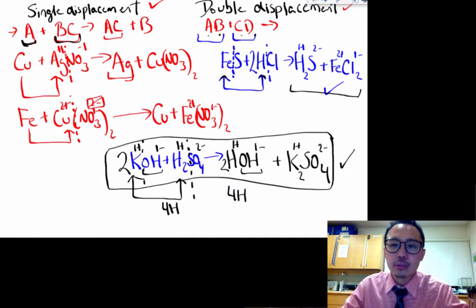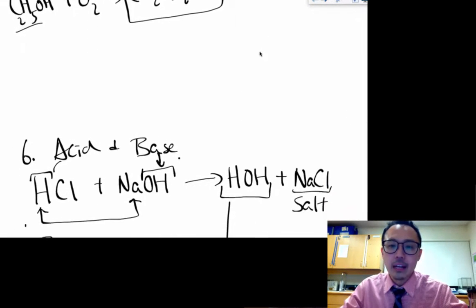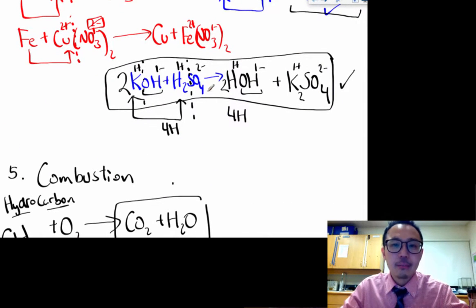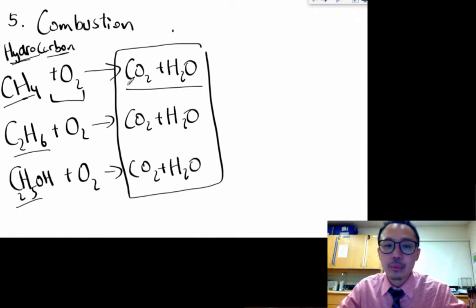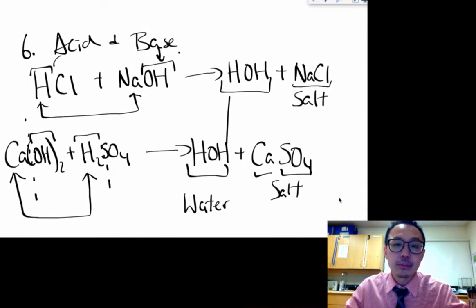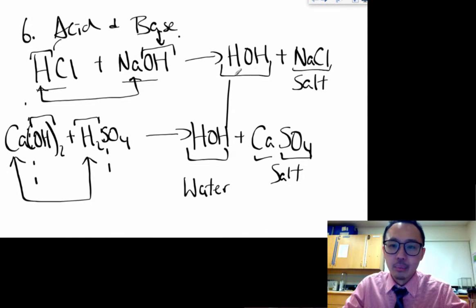So you don't just always get carbon dioxide or water or salt like in your acid and base. And lastly, combustion. Combustion, hydrocarbon, carbon and hydrogen with oxygen will always give you carbon dioxide and water. So this is all standard for combustion. And then the last thing is for your acid and base reaction. This is your neutralization. That means you're mixing acid and base together. Acid, base, water, salt. Always get water in a neutralization reaction.